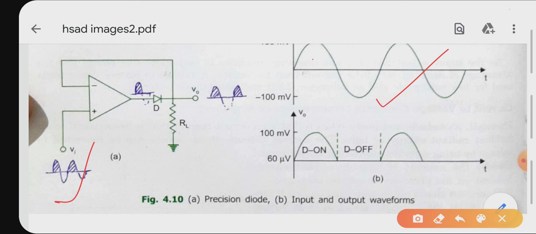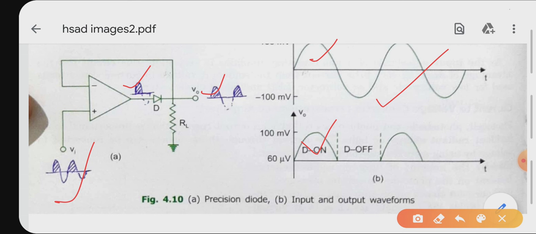Let us consider the positive input half cycle. For this positive half cycle, even if it is in millivolt, it will be amplified by the op-amp, and this positive half cycle is applied to the anode of diode. This diode becomes forward biased, and you will get the positive half cycle in the output. So for positive half cycle, diode D1 is on, and you will get the output.